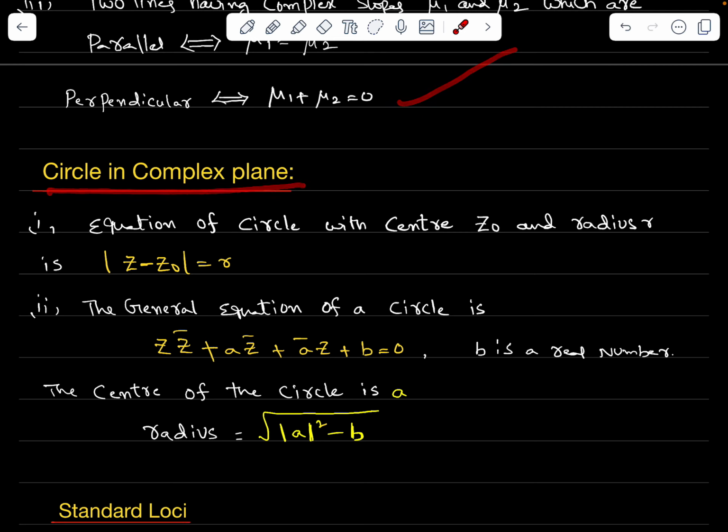Circle in the complex plane. The equation of a circle with center z0 and radius r is |z - z0| equal to r. The general equation of a circle is z z bar + a z bar + a bar z + b equal to 0, where b is a real number. The center of the circle is -a, and the radius is equal to root of (|a|² - b).